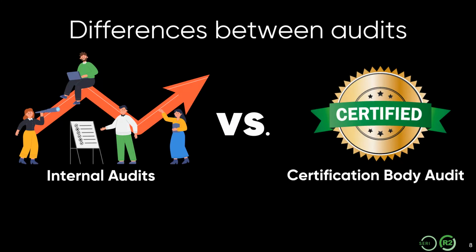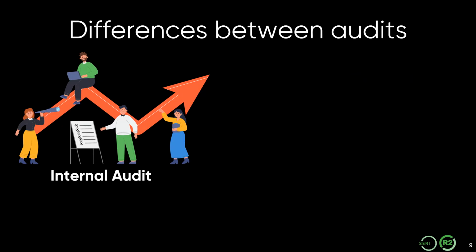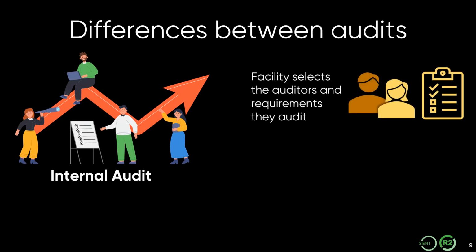There are some other important differences between internal audits and the R2 audits performed by your CB. For an internal audit, your facility is able to select the auditors and the requirements they audit. This is important because internal auditors often have a deep understanding of the activities performed, so as long as they're independent of the processes being audited, not only can they provide valuable insight into how effective the processes are, they can also make recommendations for any potential opportunities for improvement.